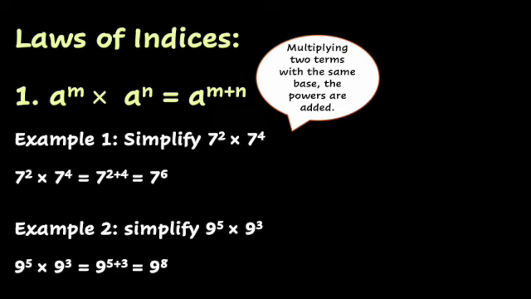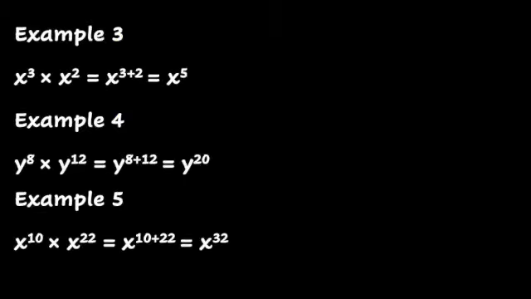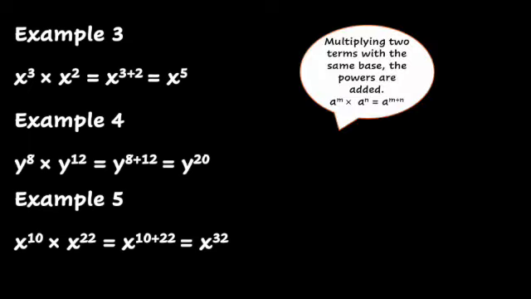First example, we have to simplify 7 raised to the power 2 times 7 raised to the power 4, giving you 7 raised to the power 6 because the powers are being added here. In example 2, we have 9 raised to the power 5 times 9 raised to the power 3. We get 9 raised to the power 8 because the powers are being added here. In our third example, we have x raised to the power 3 times x raised to the power 2, giving us x raised to the power 5 as the powers are being added again.